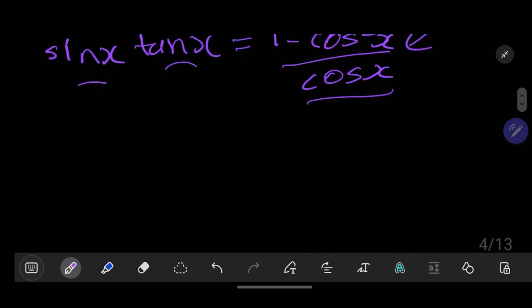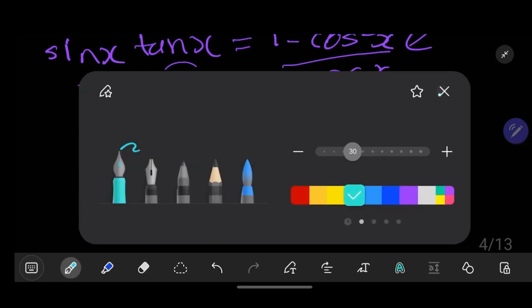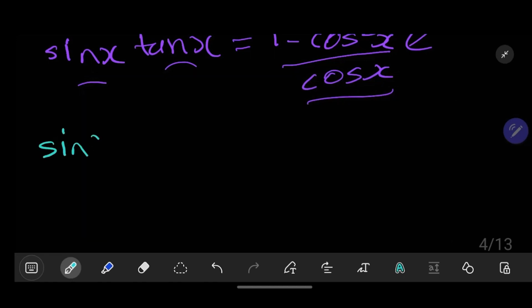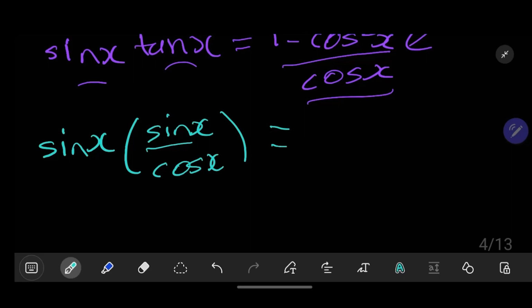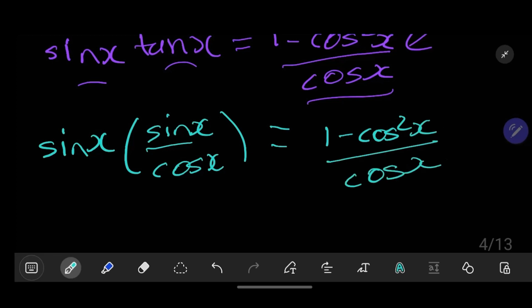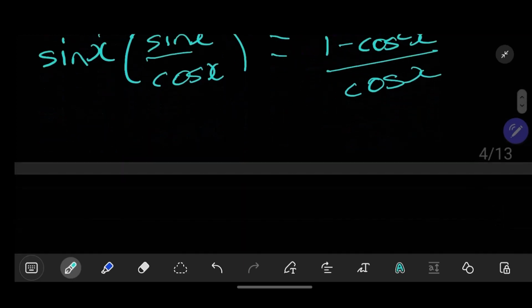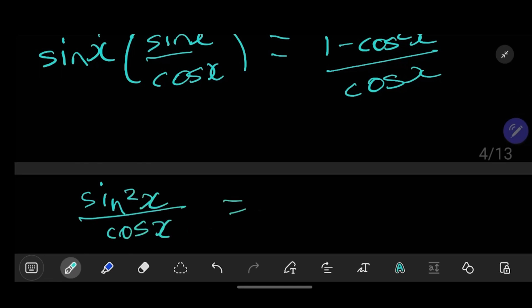So if I take the left hand side, I need to get into sine and cos. I'm going to have sine of x. Let's change the color so you can see the difference. Let's do a bright blue. So we're going to have sine of x. Tan is sine of x over cos of x, and I need to show that this is equal to 1 minus cos squared x all over cos of x. Now if I multiply that out, I would now have sine squared x over cos of x, and I need to show that that's equal to 1 minus cos squared x over cos of x.